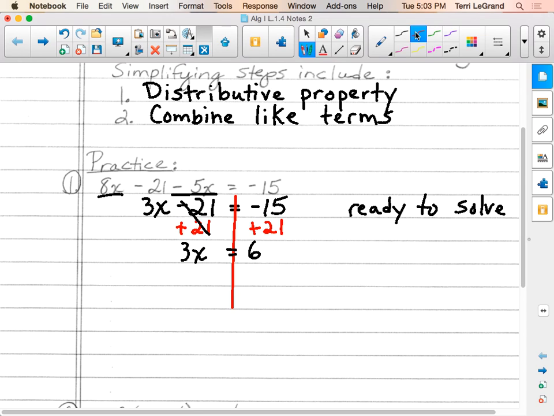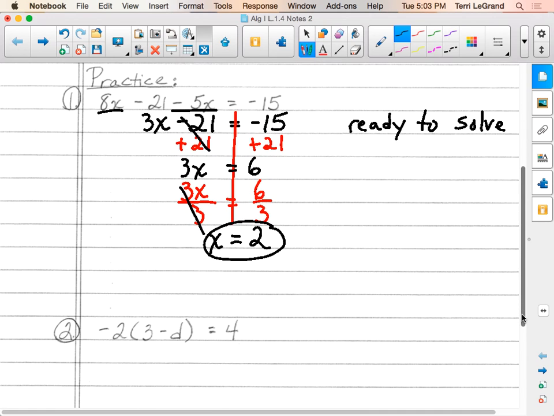And our next step, our last step, would be to divide both sides by what x is being multiplied by. We need to divide by 3. And we will find out that x, now alone, is equal to 6 divided by 3, which is 2. So we have our solution, x equals 2.